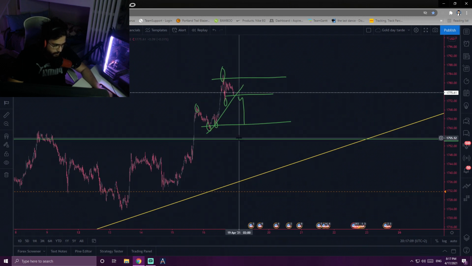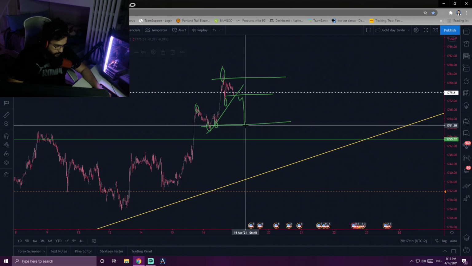If it broke this one, then we will wait. If it broke this one, we will wait. That's enough entry all the way here. We can take that all. If it broke here, retested here, we can take all the way to 55.